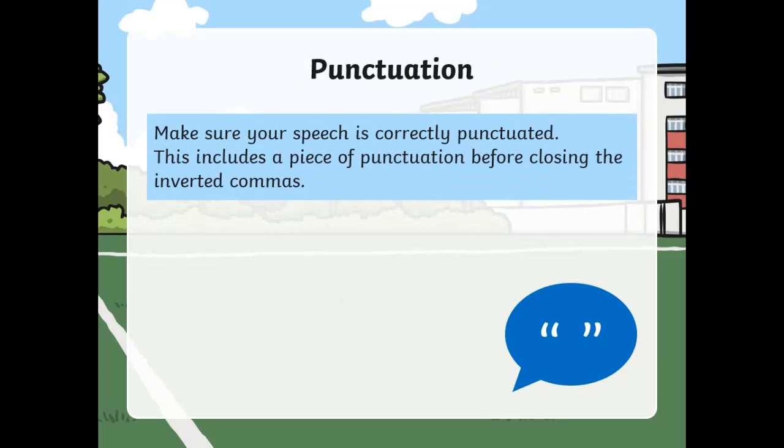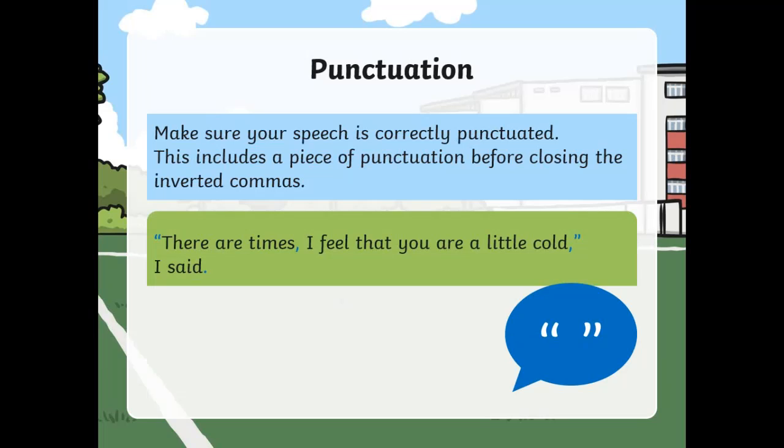Punctuation. Make sure your speech is correctly punctuated. This includes a piece of punctuation before closing the inverted commas. For example, "There are times I feel that you are a little cold," I said. You can see that the last speech mark at the end after "cold" has a comma before it. You cannot close inverted commas without any punctuation before it. So you would have a comma, a question mark if it is a question, or an exclamation mark if it is an exclamation.